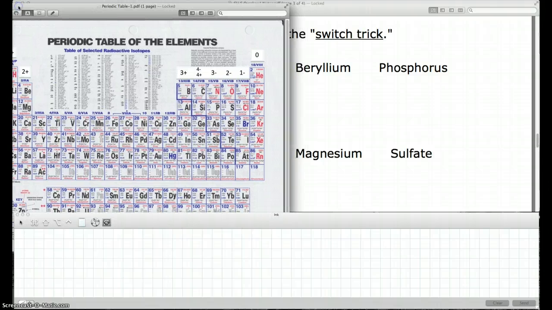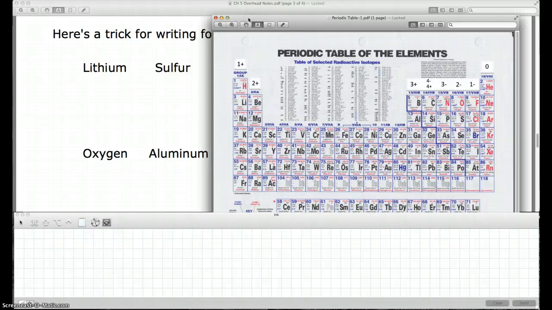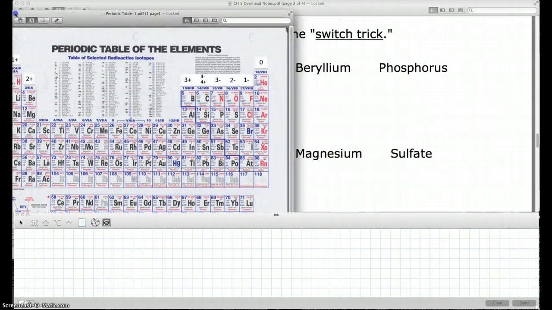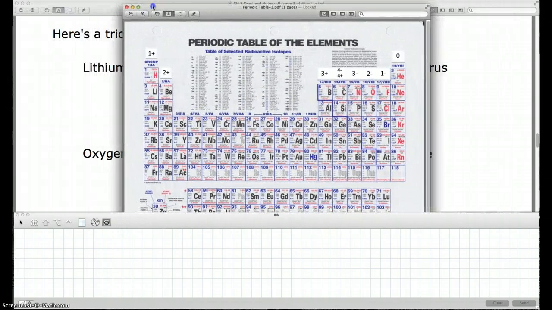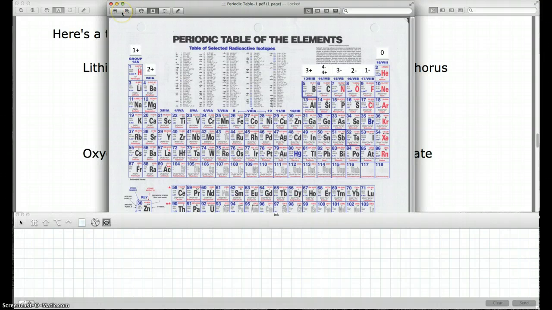I think that's where we're going to cut it off for this video. I will pick up the next video with magnesium sulfate. Magnesium sulfate is a little bit different. It has one of those polyatomic ions in it. So I'll bring up that handout and we can take a look at that.